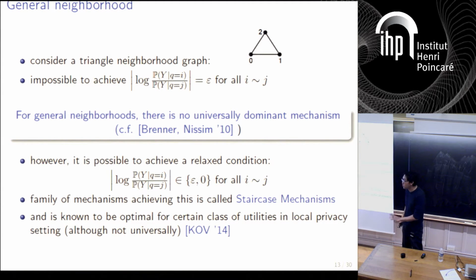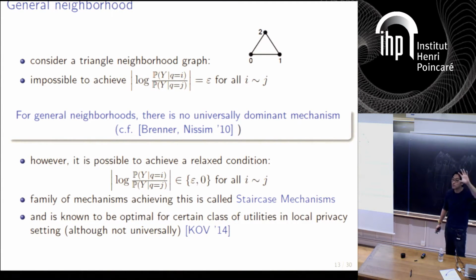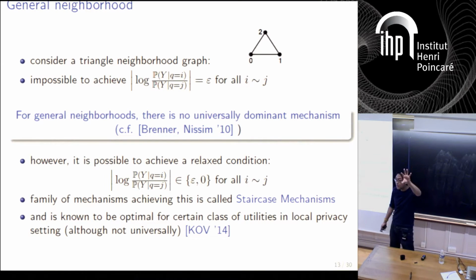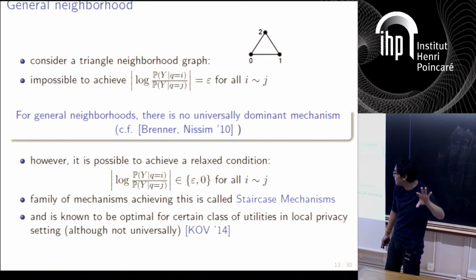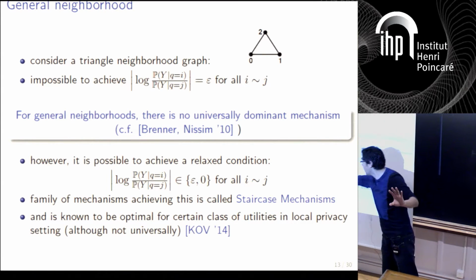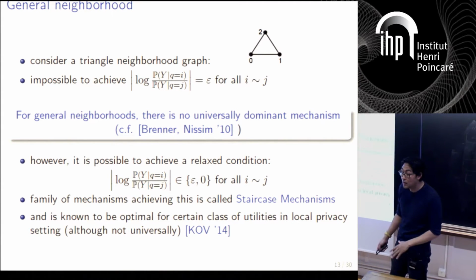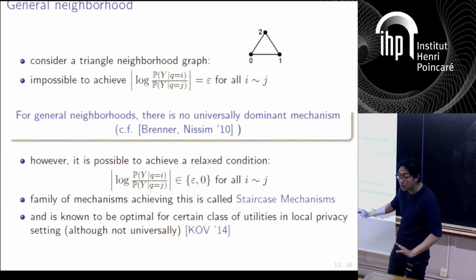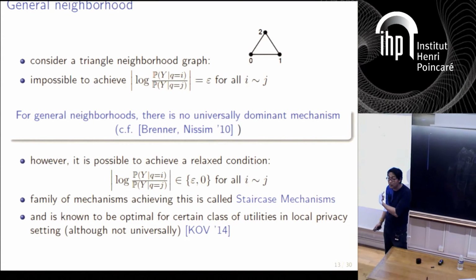This is what we came up with, which we call staircase mechanisms, because it kind of looks like a staircase. And those are known to be optimal for the particular utility that you're looking at. So based on what utility you're going to look at, there will be a dominant mechanism, and that's from one of these families of mechanisms in some contexts. I'm not saying it's always, but in some contexts that I'll talk about later.